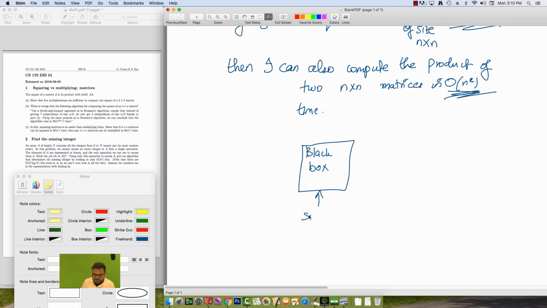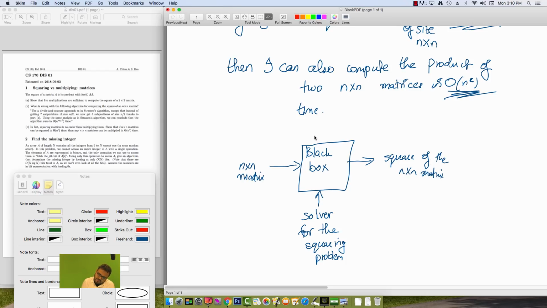This is a solver for the squaring problem. So essentially you have a black box that squares a given matrix. It takes in an input, an n by n matrix, and returns the square of the n by n matrix. And on top of that, it takes O(n)^c time, right?